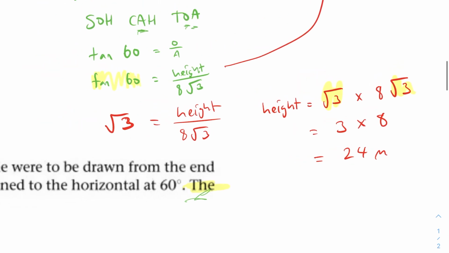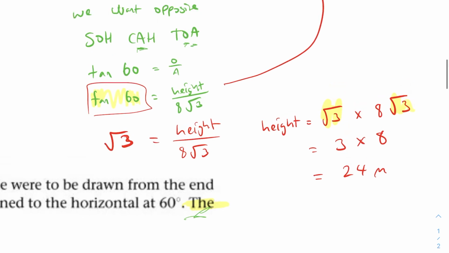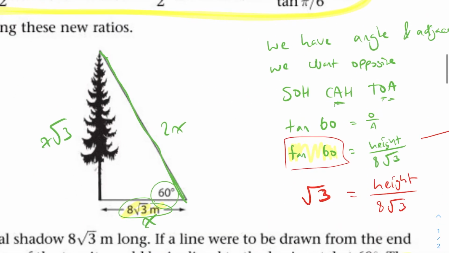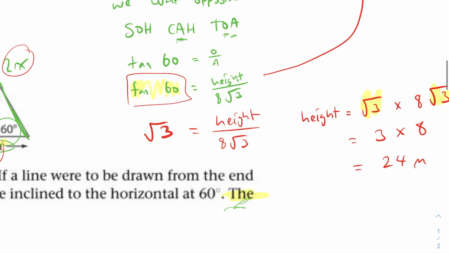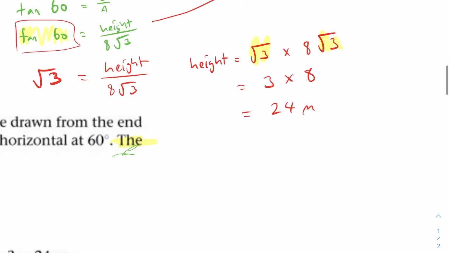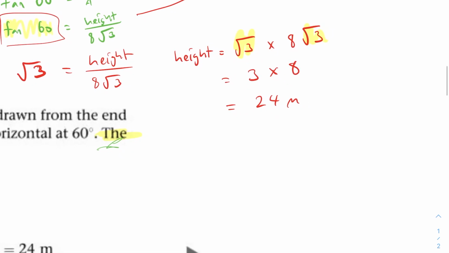So we could have done it from here and worked out tan 60. But you can see if you get used to x, 2x, and x times the square root of 3, just get used to knowing that tan 60 is equal to the square root of 3. And then we can work it out simply.